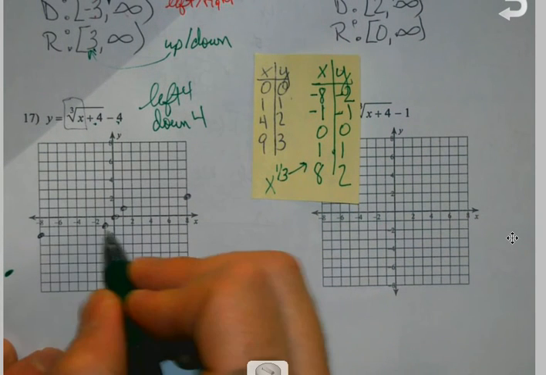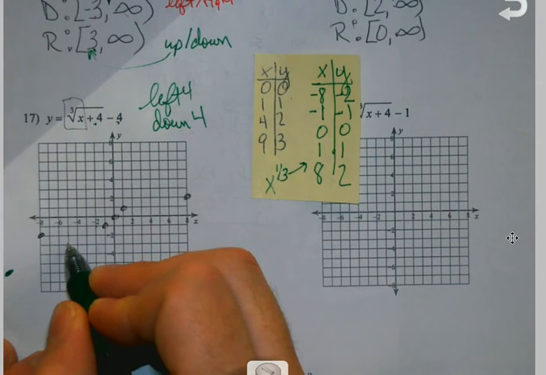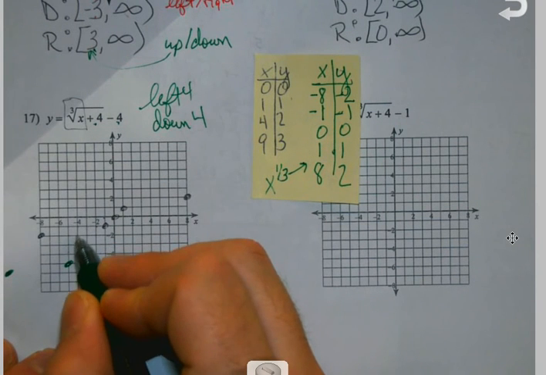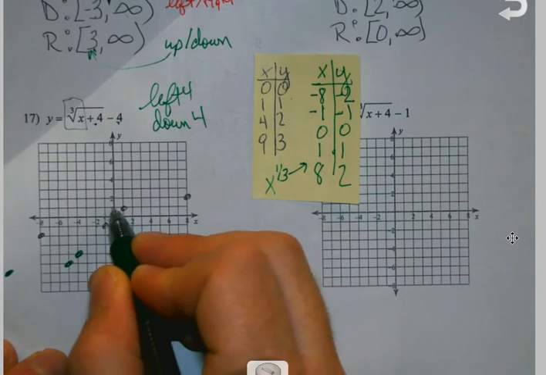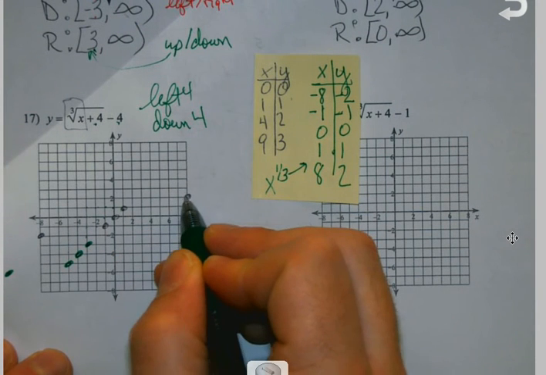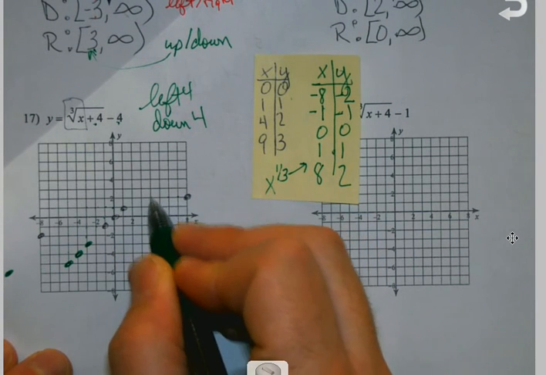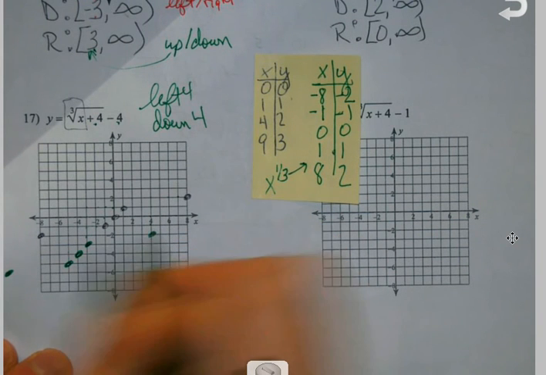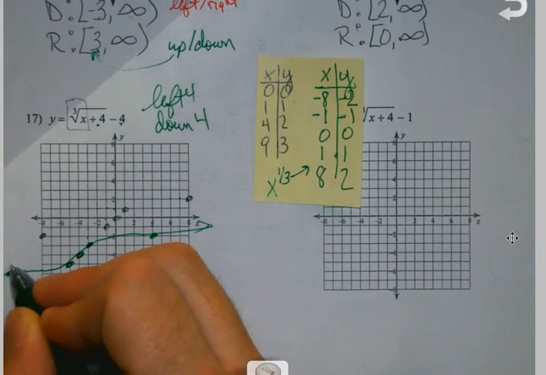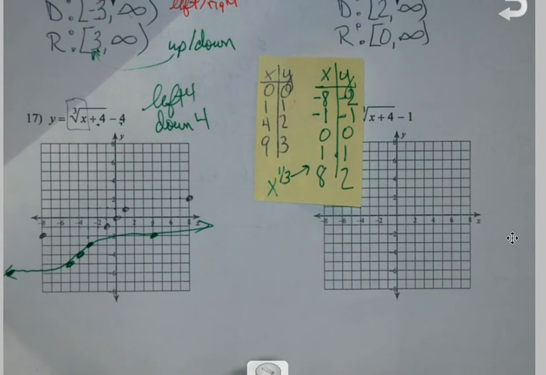1, 2, 3, 4, 1, 2, 3, 4. And finally, 1, 2, 3, 4. This is a weird, very weird. Get my slither going here.